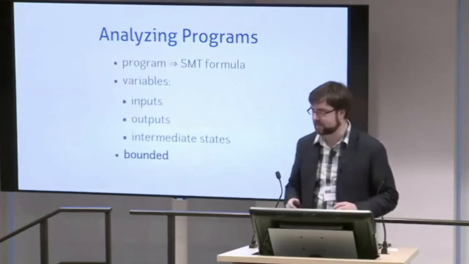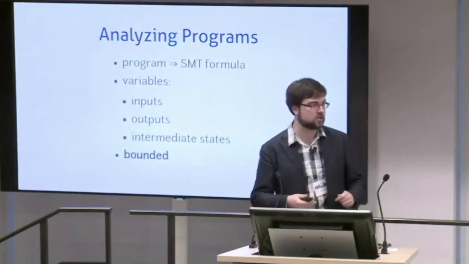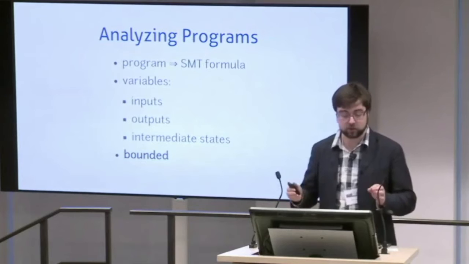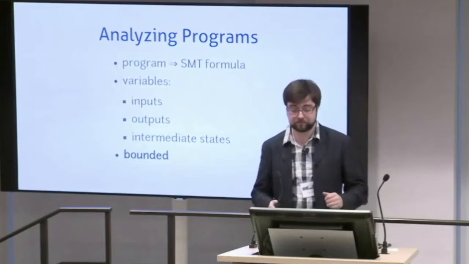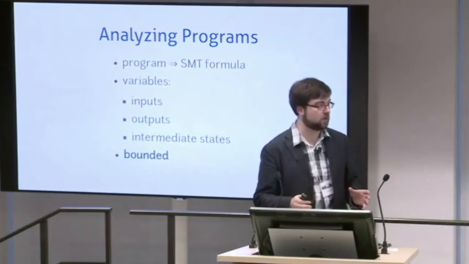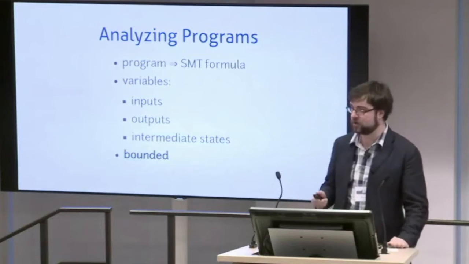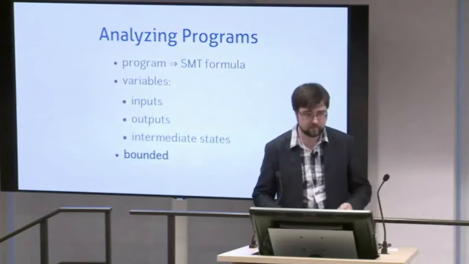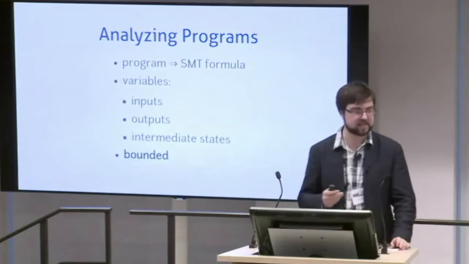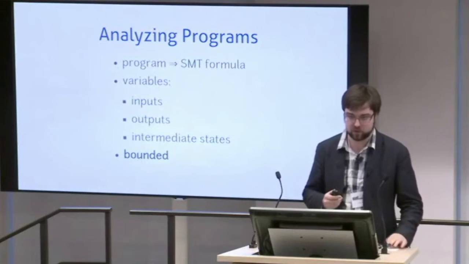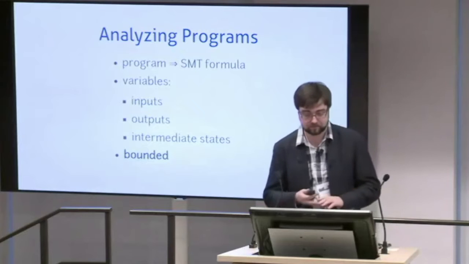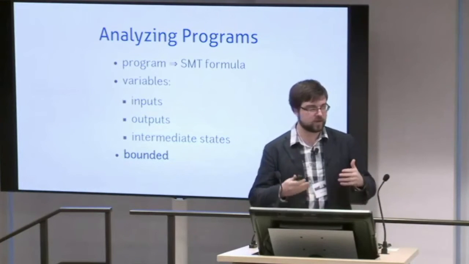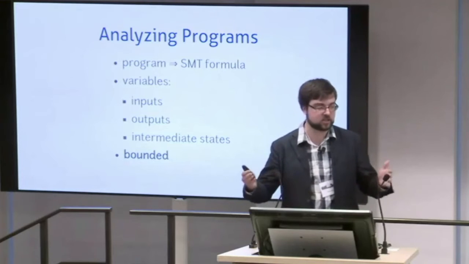Okay, so the main thing I'm going to talk about is how we can take a program and compile it to an SMT formula. Then once we've got the program as an SMT formula, we could use the solver to answer all sorts of questions about it. So the first thing to ask in a formula is, what do the variables represent? And the main encoding separates these into essentially three groups.